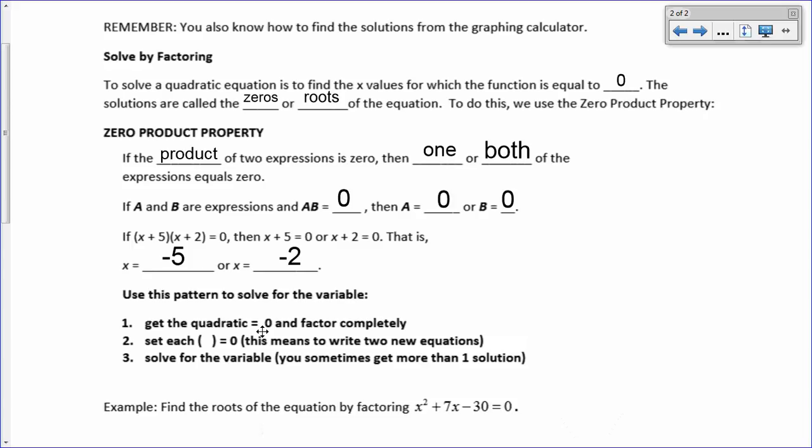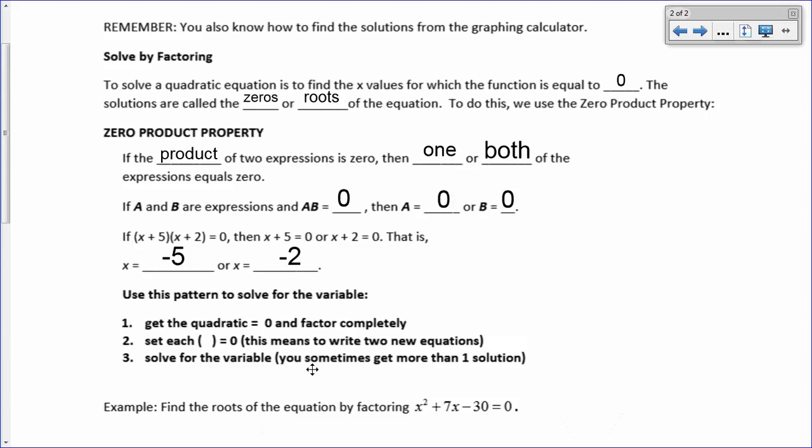If it's not y by itself, we need to get it so it is by itself. We can change it to 0. If there's other things, we just need it to be equal to 0. That's our whole goal. Make sure it's equal to 0, factor it completely. We set each factor equal to 0. So we're going to write two equations. We solve for the variable.